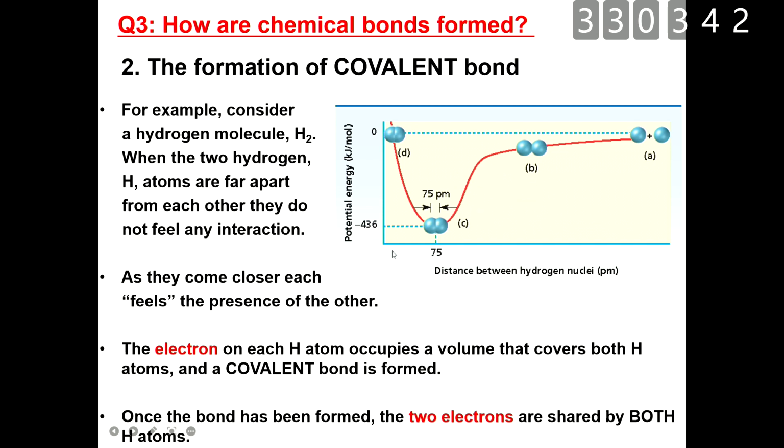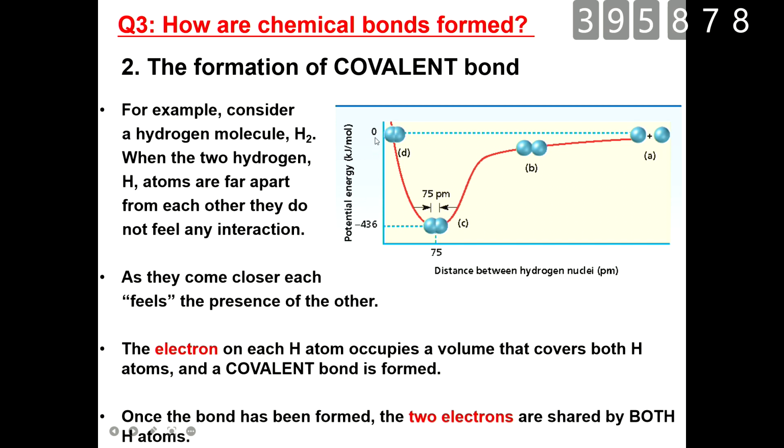The x-axis is distance, the distance between the two atoms. You can see this is one hydrogen atom, and this is another hydrogen atom. The x-axis is distance. The y-axis is potential energy. It's like energy.